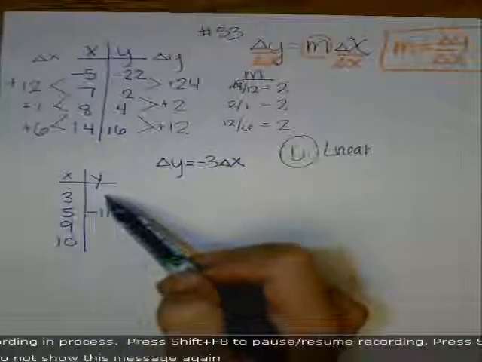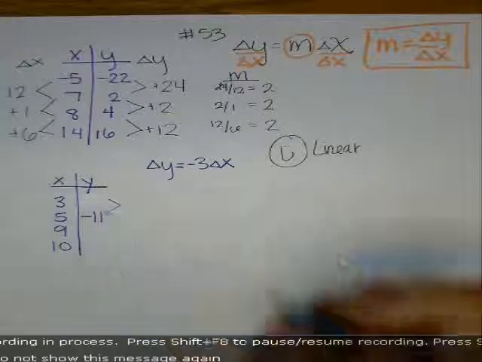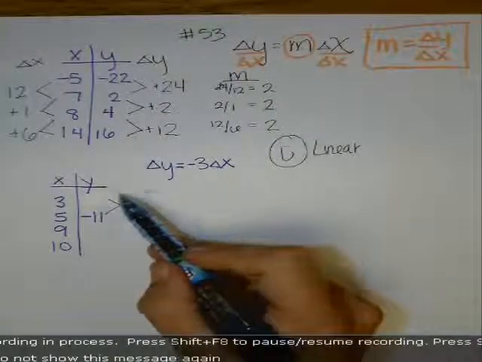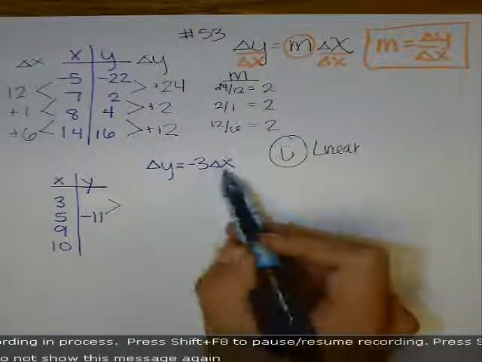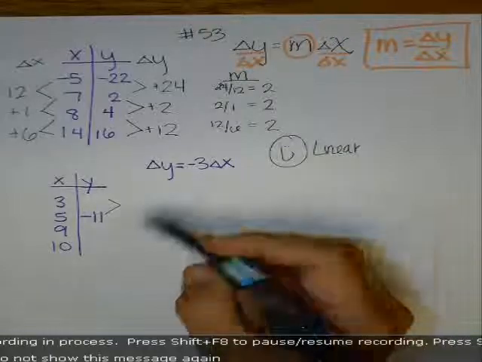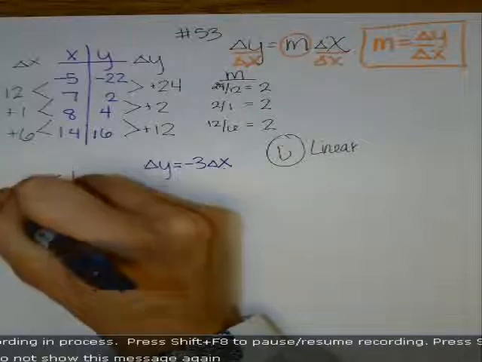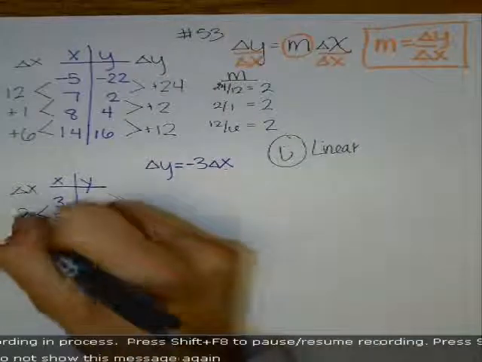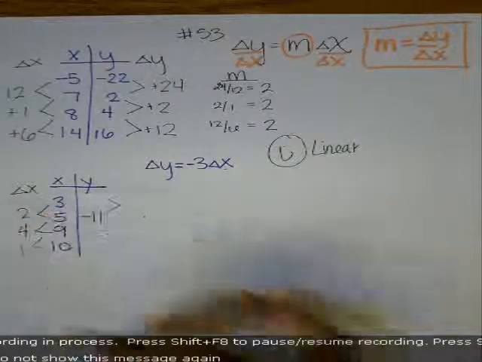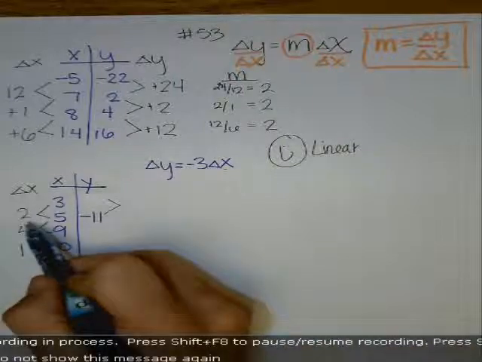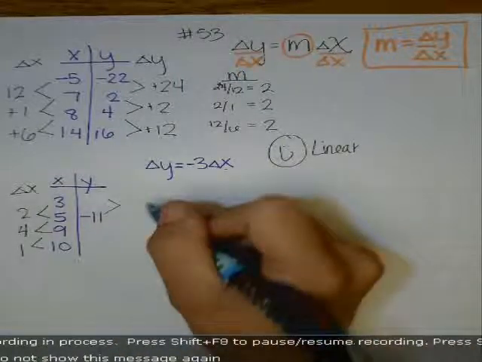If I want to know y, I have to know something about how much y is changing. If I want to know how y is changing, I've got to know how x is changing. Fortunately, we can figure that out. The change in x from 3 to 5 is 2, from 5 to 9 is 4, and from 9 to 10 is 1. I'm going to take these values and then plug them in to find the corresponding y values.